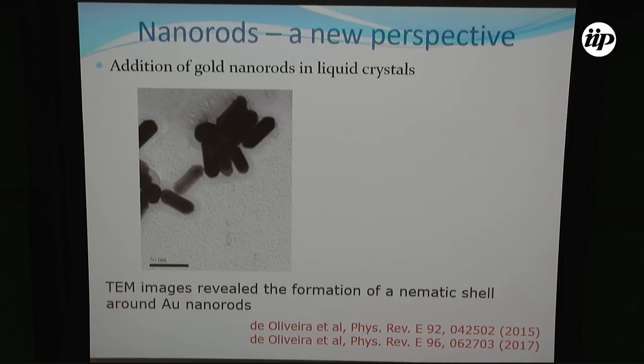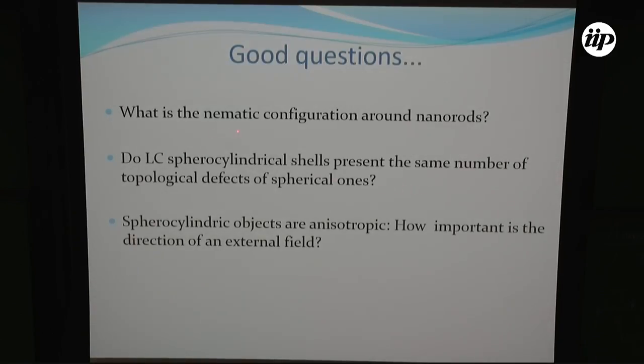So we ask, what's the nematic configuration around these nanorods? Okay, so these are three good questions. What's the nematic configuration around the nanorods? How many topological defects will be observed in these systems, and how can the electric field change this configuration?